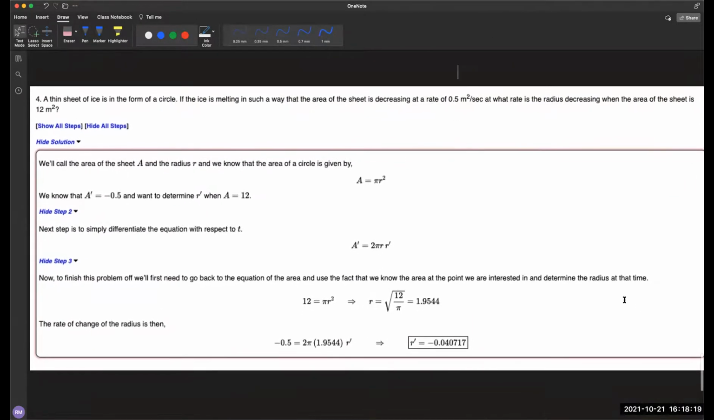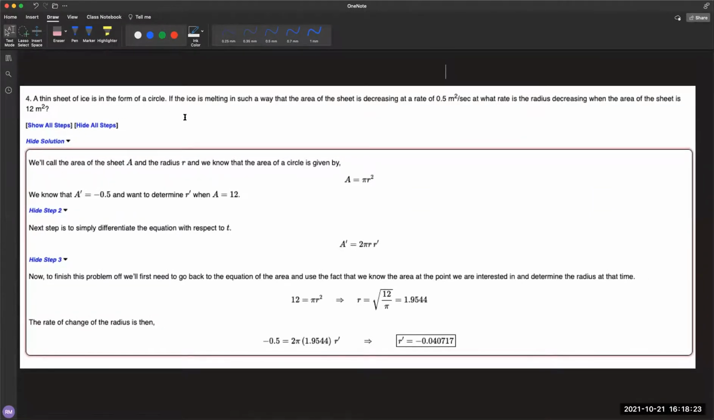So we have here a thin sheet of ice that forms a circle. If the ice is melting, so start to think about that. It melts away such that the area of the sheet is decreasing at a rate of 0.5 meters per second. At what rate is the radius decreasing? So we have these variables as you start to think about it. Again, think about all the variables and symbols and figures that we would need.